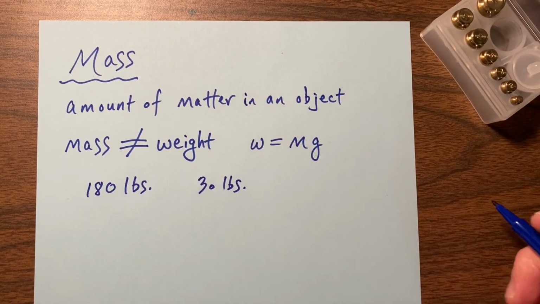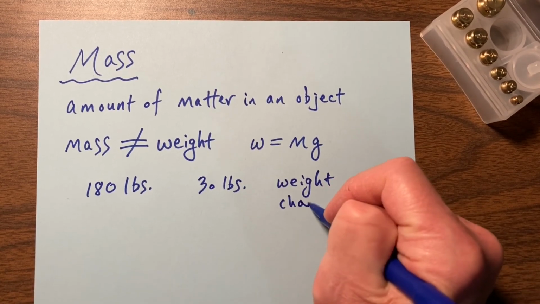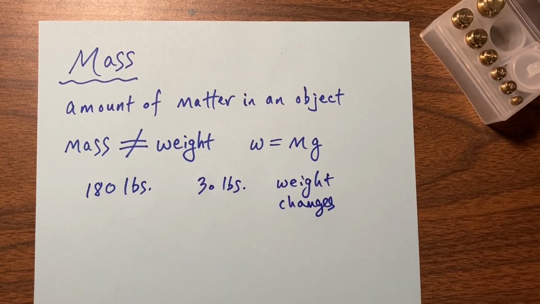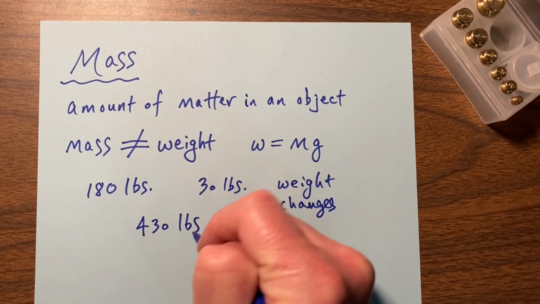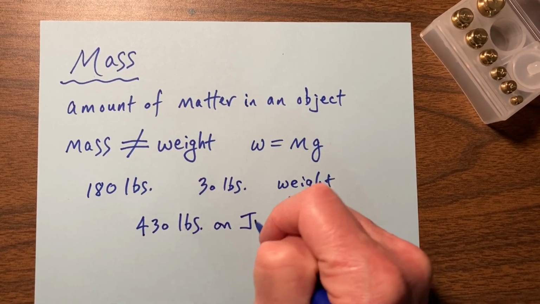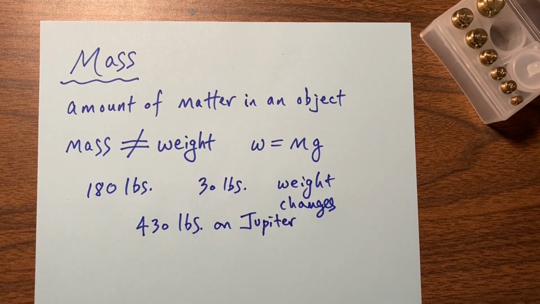So that's weight. That changes. On Jupiter, I would weigh 430 pounds because Jupiter's gravitational field is much larger because it's a much larger planet. Gravity is a function of the size of the object that you're on.